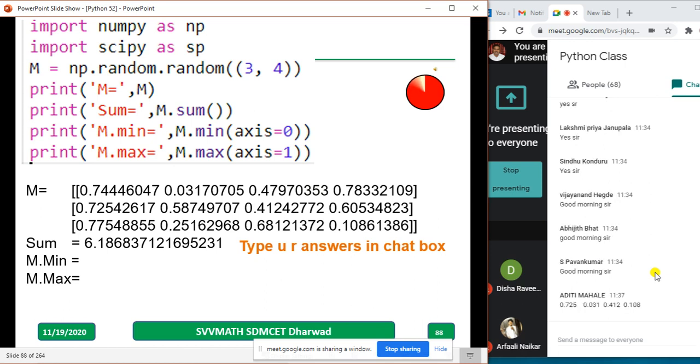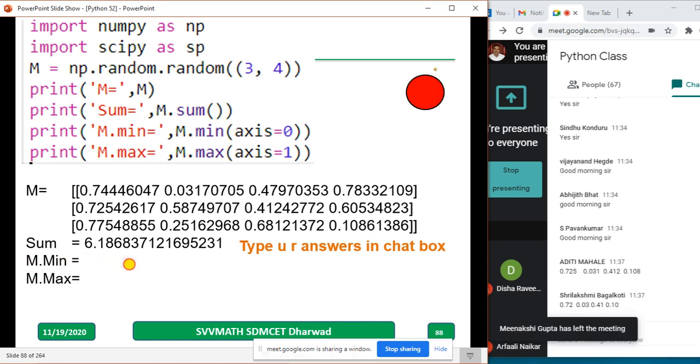Thank you, Aditi. Something she has typed. 0. Even if it is 2 digits, you type. I don't want all. Please remember. 0.74, 0.03. Only 3 digits is more than enough for me. No need to type everything. For example, m dot minimum equal to, 3 digits you just type. Not everything.